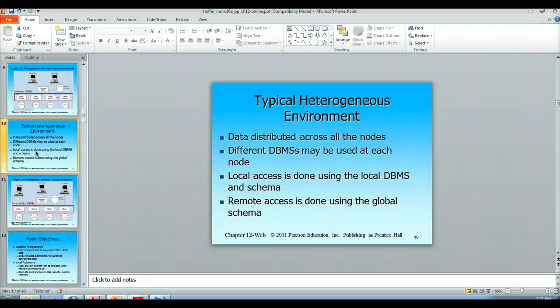When we talk about heterogeneous, the data is distributed amongst all the nodes. You could have a different database management system at each node. Local access is done using the local database management system and schema. And if you're going to do remote access, that's done using a global schema. So let's take a look at what that looks like.